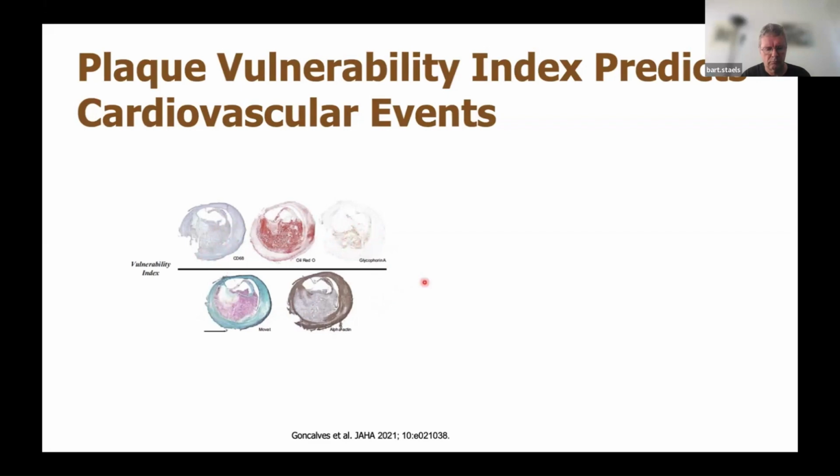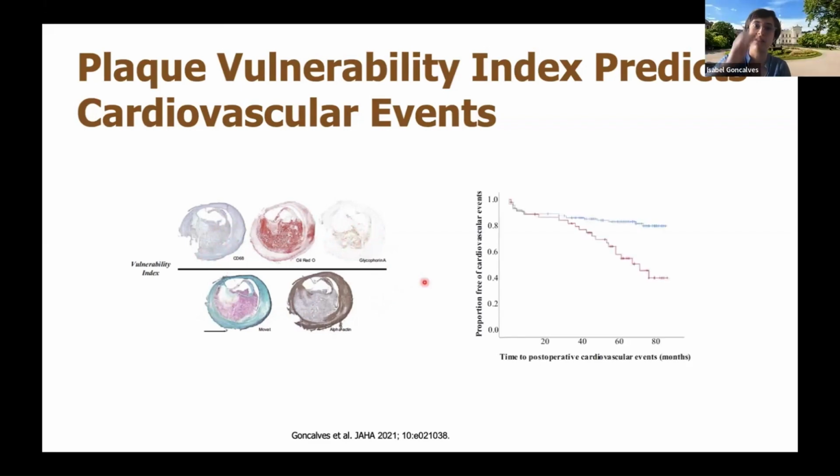So we could show that in our cohort of patients, it was only a subcohort of our biobank, only 200 patients, to have a high vulnerability index on a plaque is actually very detrimental for you for the future, even after the plaque is removed from your body. So if you have one plaque that is nasty, you probably have other plaques that are also vulnerable in your body.